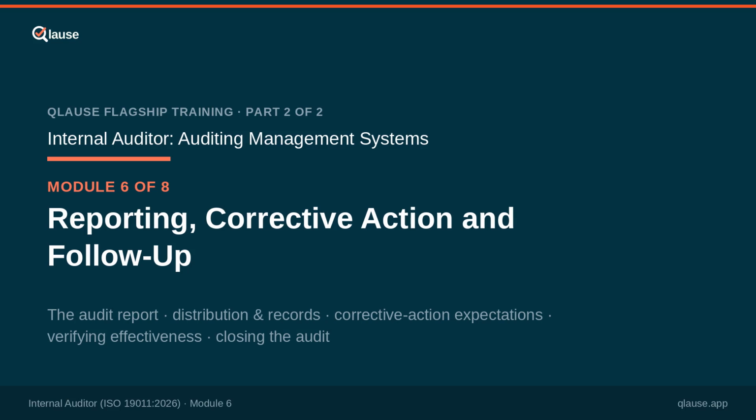Welcome to Module 6 of the Qlause Internal Auditor course. Module 5 made the audit's product, Findings that Survive Challenge. This module delivers it. The audit report, the corrective action loop, verifying actions to effectiveness rather than to paperwork, and closing the audit so its results actually work for the organization. It maps to clauses 6.5 through 6.7 of ISO 19011.